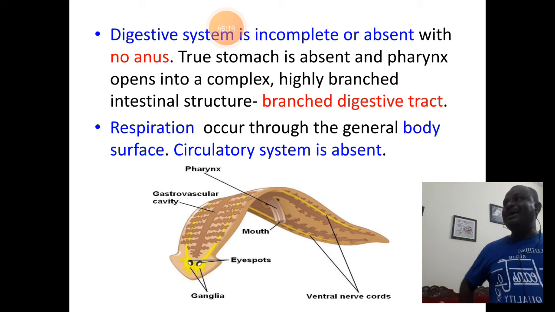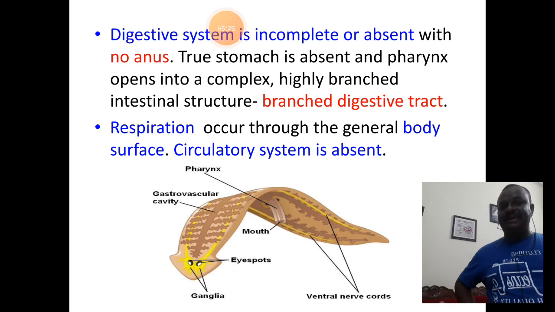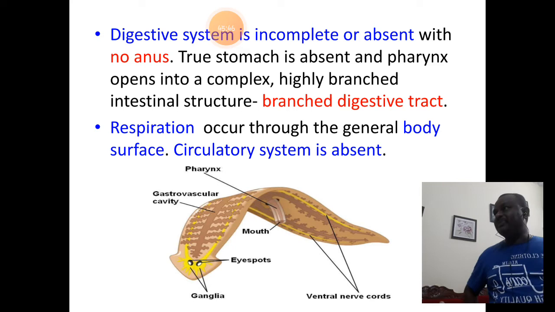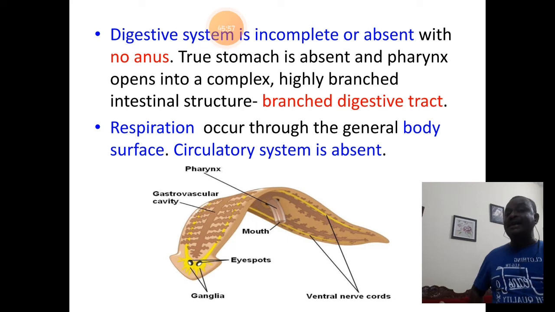As you know, pharynx will lead into the next important part called the intestine. Intestine, in the case of flatworms, is said to be branched. There are three branches that you find in planaria, that we are going to understand in detail when we take up the digestive system in the type study of planaria. So remember, intestine is branched into three. And each of these branches is further subdivided, sub-branchings are seen. So the branched type of digestive tract or gut is another characteristic feature related to the phylum Platyhelminthes. So that's about the importance of the digestive system.